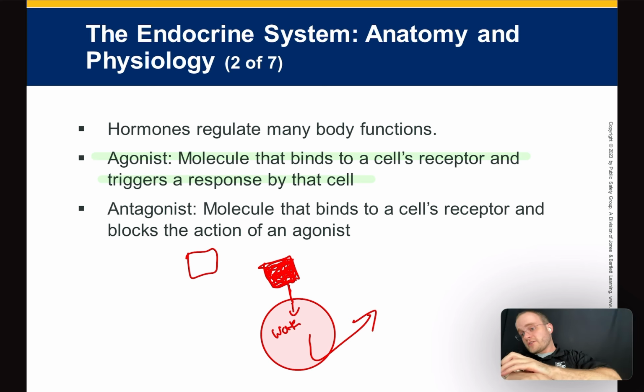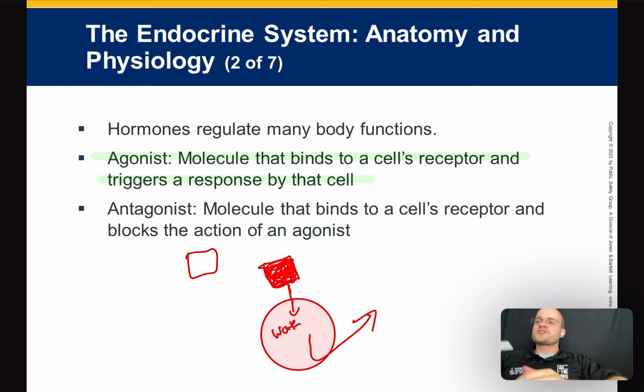Almost every cell has receptors, okay? And it depends on what the cell's job is what work it'll do, okay? So an agonist is when something in the blood is floating around and it perfectly matches this receptor. It binds to that receptor and it travels down that receptor and says, yo, cell, do your job, do your work, whatever that work is, okay?